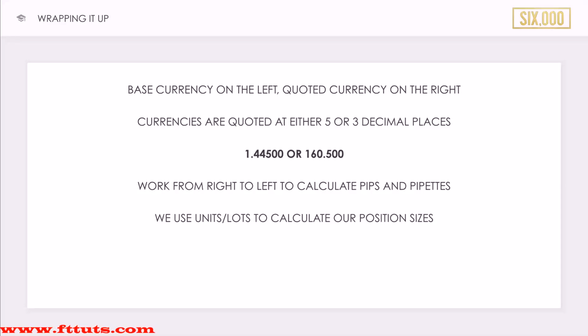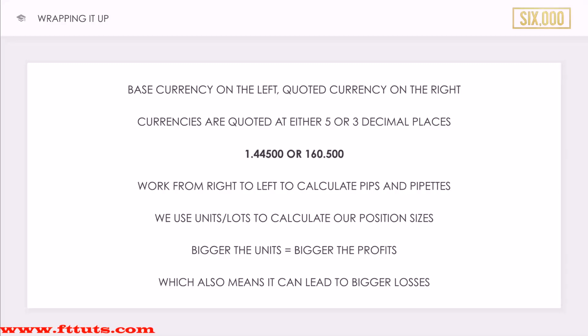So we use units and lots to calculate our position sizes, and we will elaborate on that further on in the course towards day 14, possibly day 12 as well. And we know that the bigger the units, the bigger the profits. But on the flip side, the bigger the losses. So if you're using more lots or more units, you can make a lot more profit, but again, your losses will be bigger. So this is why we need to make sure that we stay within our risk portfolio. We're not putting our capital at too much risk. We're sticking to the 1 to 2% risk per trade. That way, we can ensure long-term growth.